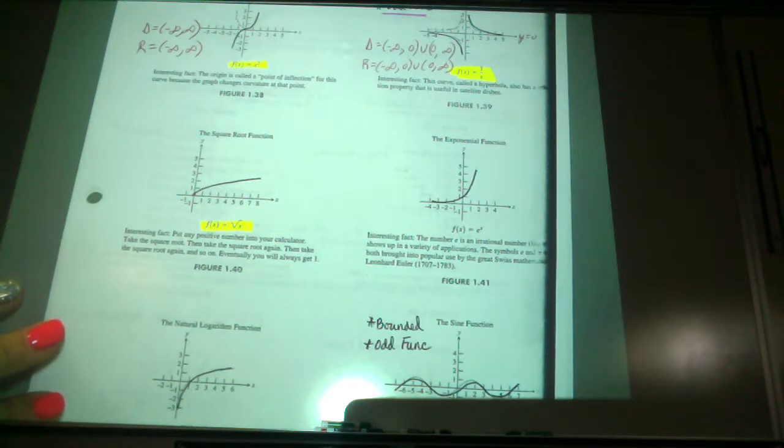Quincy, are you with me? Yeah. Pay attention. You should be writing stuff down. And you're fiddling. You're fiddling. I'm talking about this one now.